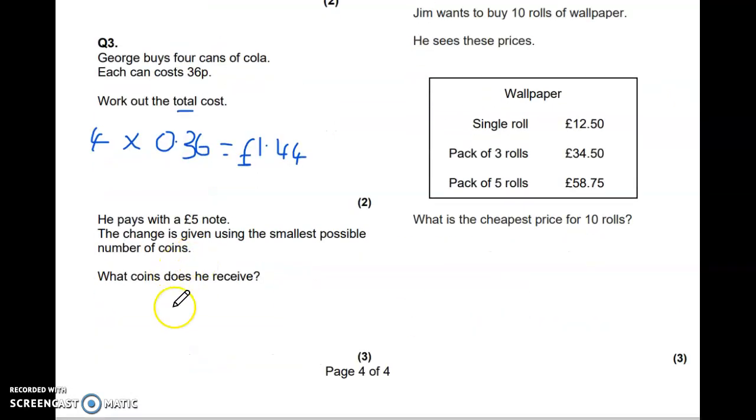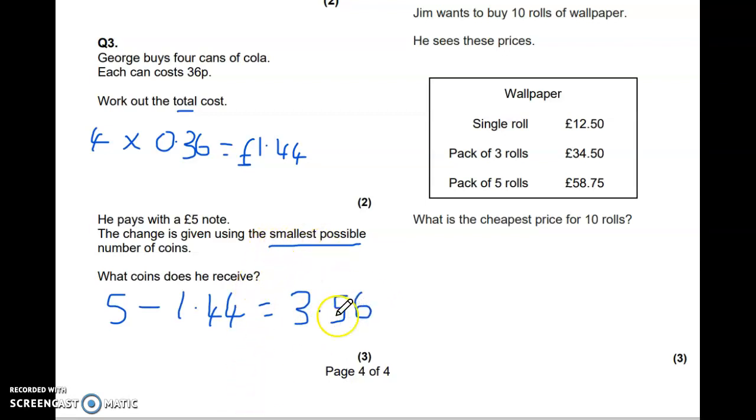So then he pays with £5. So he receives some coins. What coins does he get? Minimum number of coins. That's the smallest number. That's quite important. So if he pays with 5, 5 take away £1.44. So let's do that on a calculator, which is £3.56. Now you probably would have known that, but it's worth just checking with the calculator because we can use it.